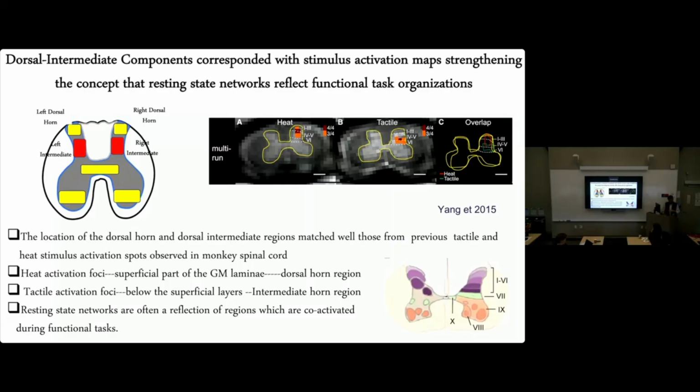The tactile, is that noxious or is that innocuous? Noxious.